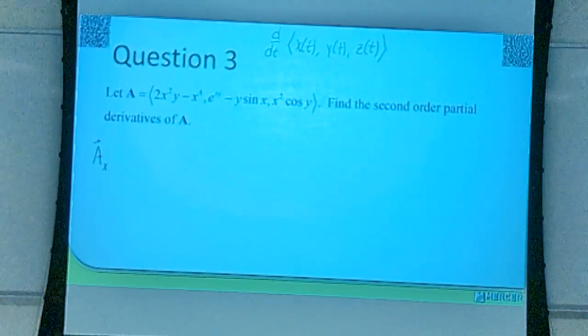Like each of the partials. Well, we're not talking about partials yet. Just d/dt of a vector, what did you do? You take the derivative of each of them. So how do you think you'd find the partial of A? We find the partial of each of its components. Yeah, it's just the same thing, it just pulls in.